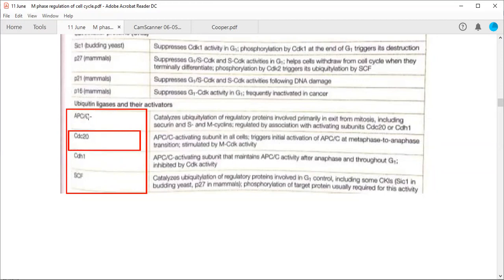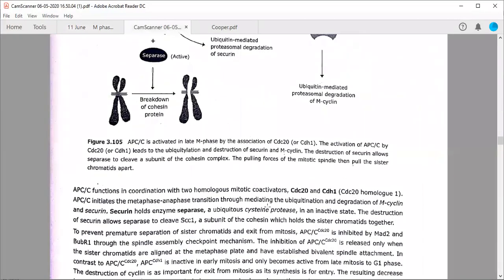Now, the ones that come in this class are the anaphase promoting complex APC, CDC20, CDH1, CDC20 homolog 1, and SCF. What is SCF? So we will see SCF also, because somewhere it will come. We need to discuss all these things in today's class only.